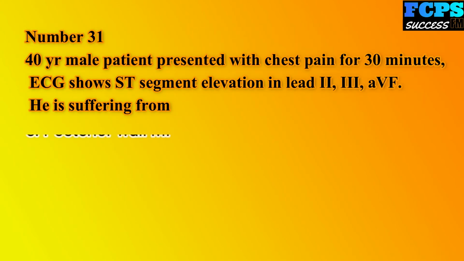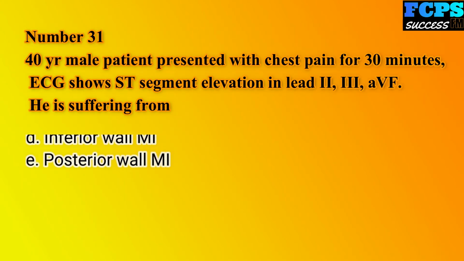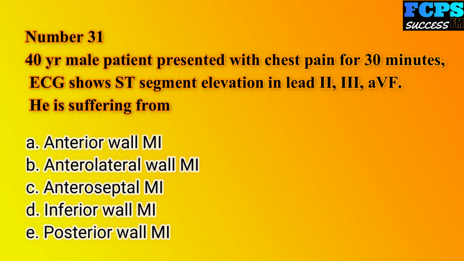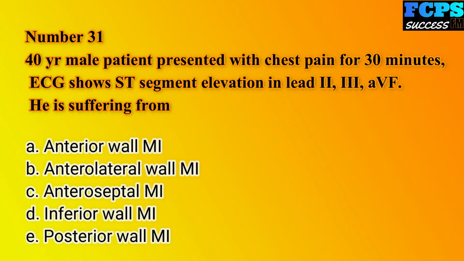Number 31. A 40-year-old male patient presented with chest pain for 30 minutes. ECG shows ST segment elevation in leads 2, 3, AVF. He is suffering from A. Anterior wall MI, B. Anterolateral wall MI, C. Anteroseptal MI, D. Inferior wall MI, E. Posterior wall MI. Correct option is inferior wall myocardial infarction.